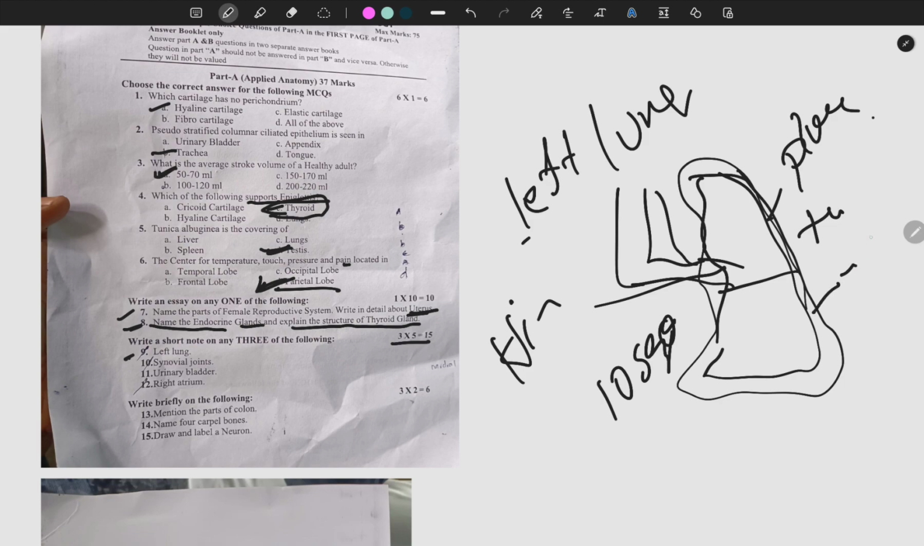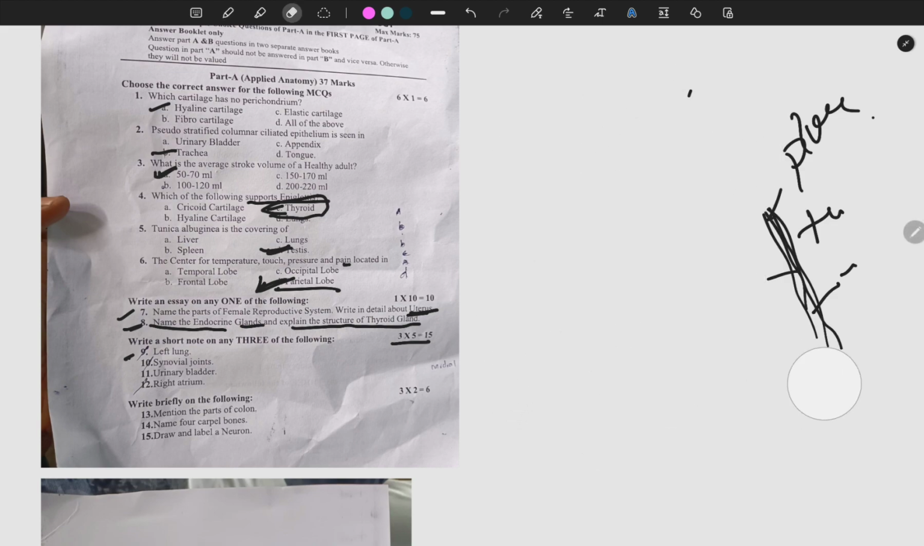What is pleural effusion, the apex of the lung, and how many segments and how many lobes are present in the left lung. You have to write about the ninth question, that is the left lung.